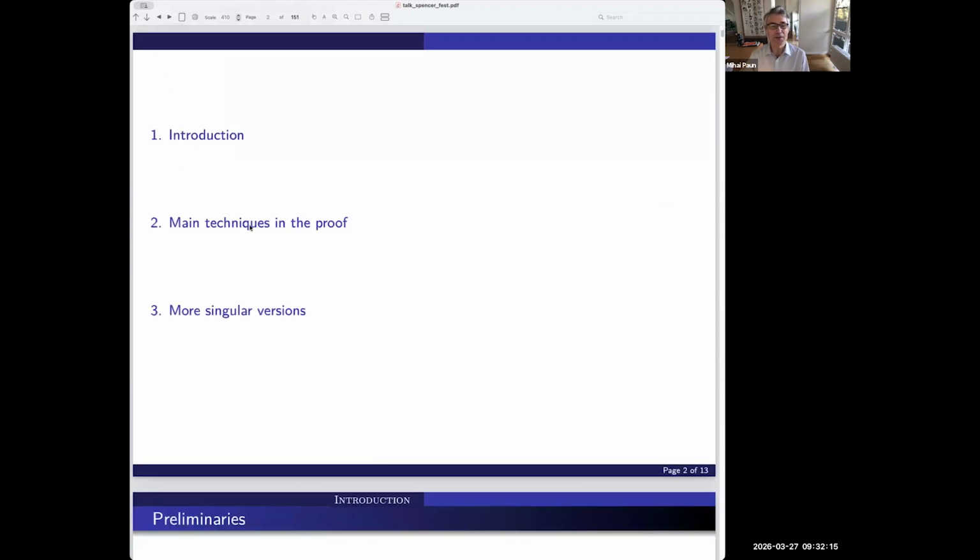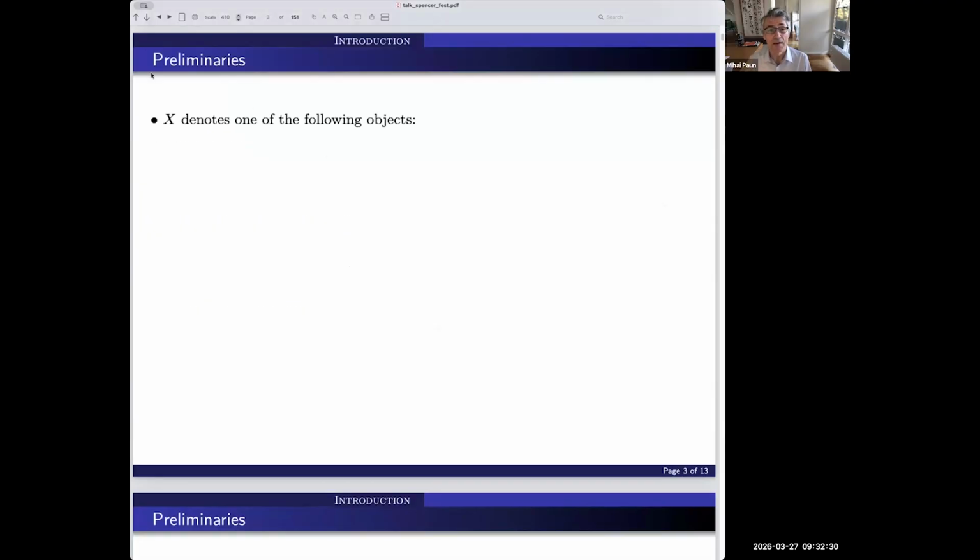Now, the plan for what you will see is as follows. After a short introduction and stating the main results, I would like to present a few techniques which are in the proof, and then some more general versions of the main result. So now let's start with the introduction.